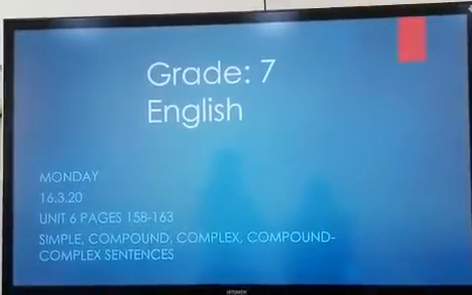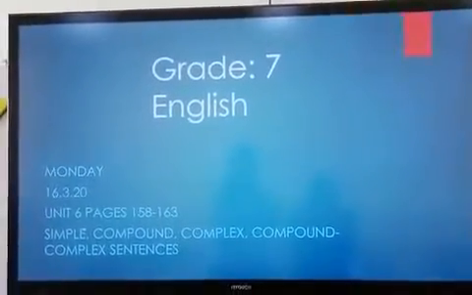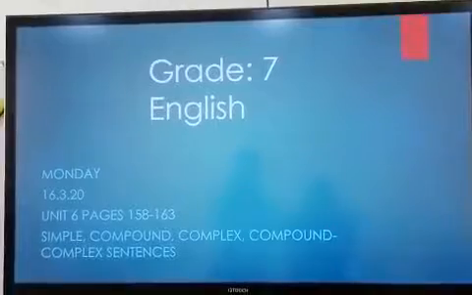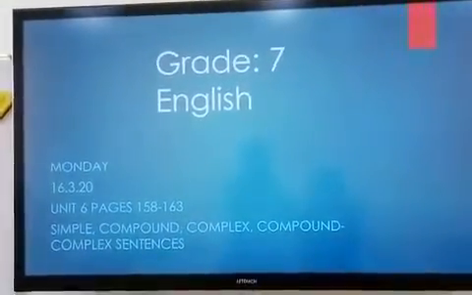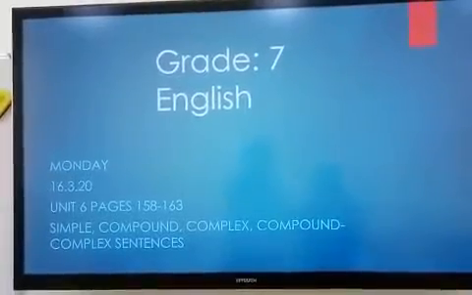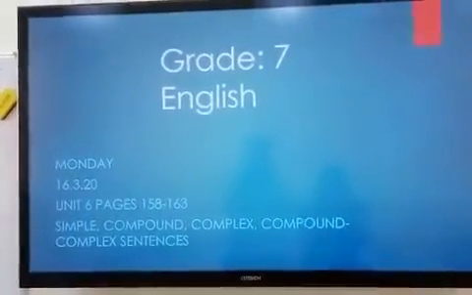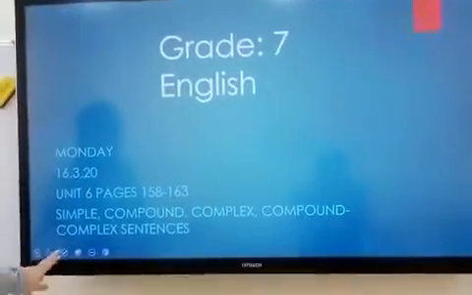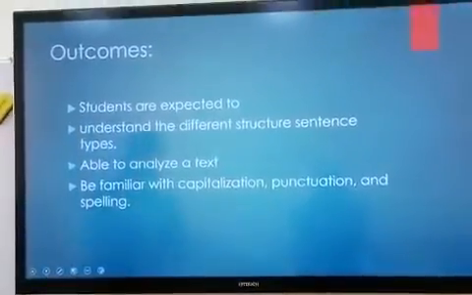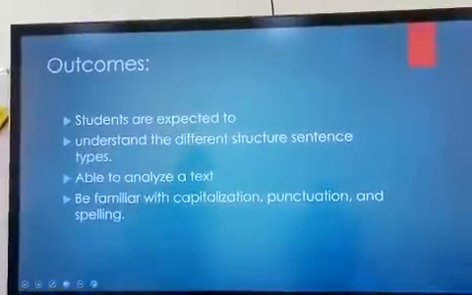This is Isra Yusuf and I'm going to give you an English lesson. This is actually for grade 7 at Finnish Systems School. Today we're going to talk about simple, compound, complex and compound complex sentences. This is from Unit 6, pages 158 to 163.